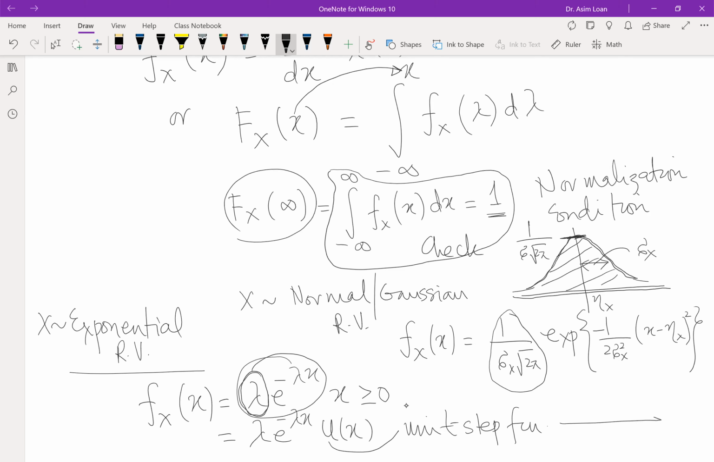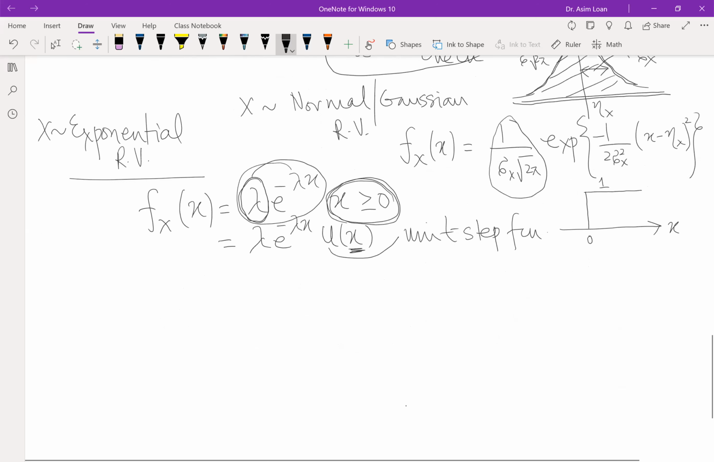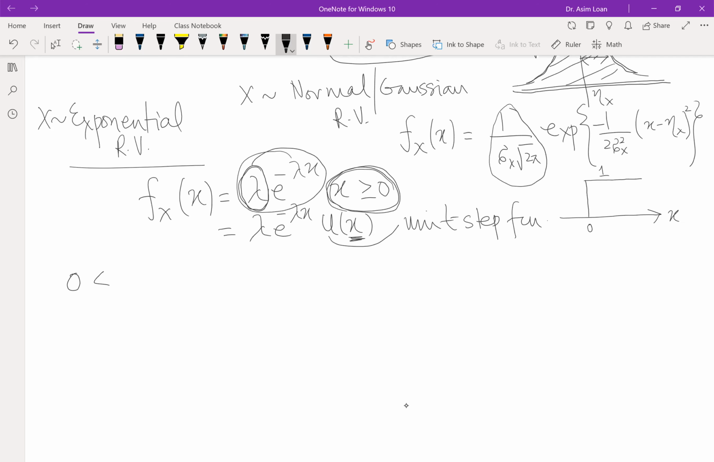If you're familiar with signals, the unit step function is discontinuous where the argument is 0, and then it becomes 1. So this simply means your function is only valid for when x is positive. Just to recap, your Fx of x has no jumps. This has no jumps for continuous random variables.